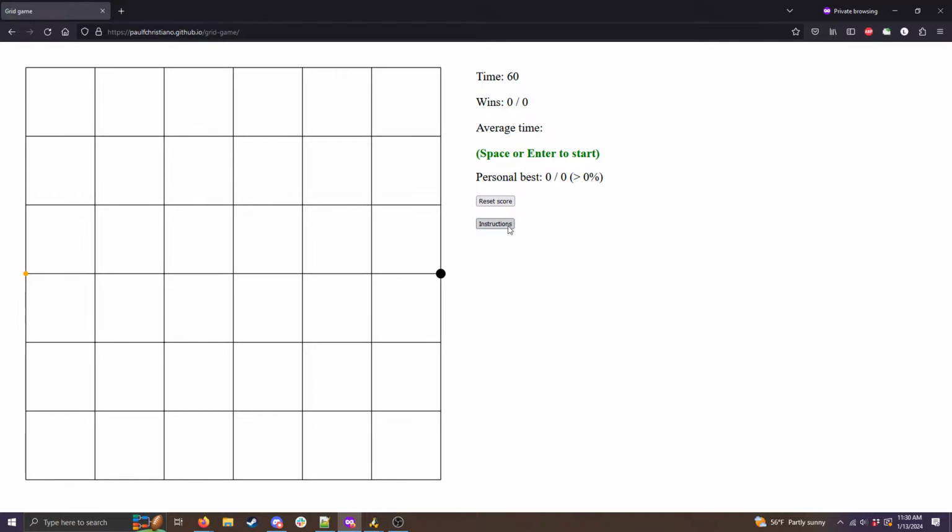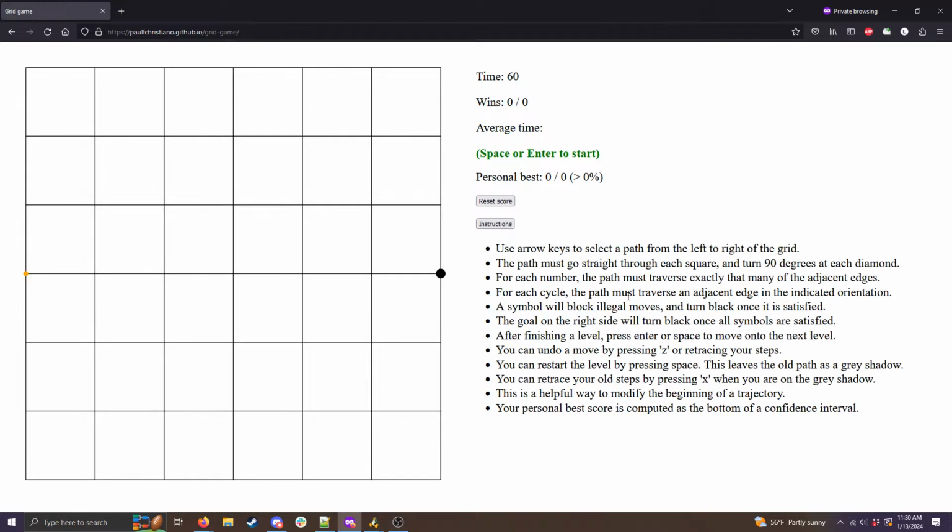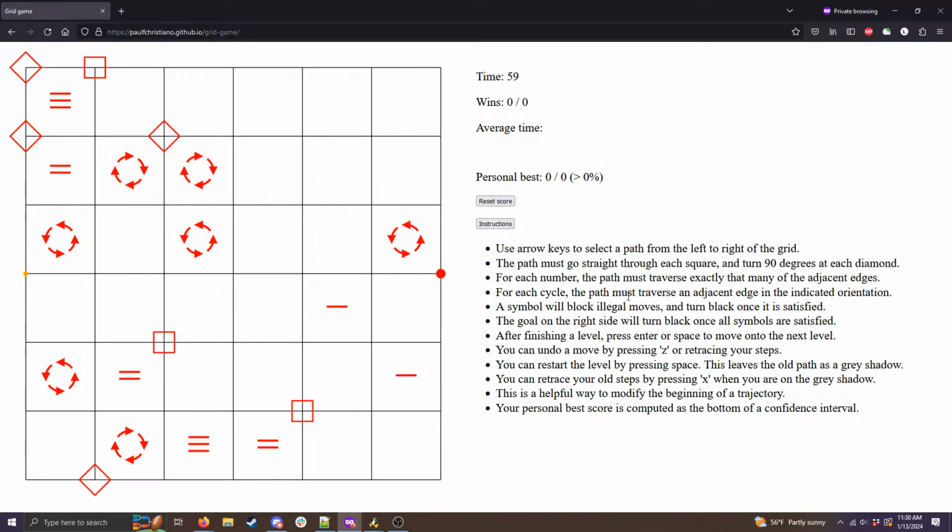Okay, so this is a puzzle game where you press space and then you're shown a grid, and you have to construct a path from the left side of the grid to the right side using the arrow keys. But it's not as easy as that. You can see that even though I've gone from the left to the right, I haven't won. And the trick is these symbols that are all around the grid. They each have different rules associated with them.